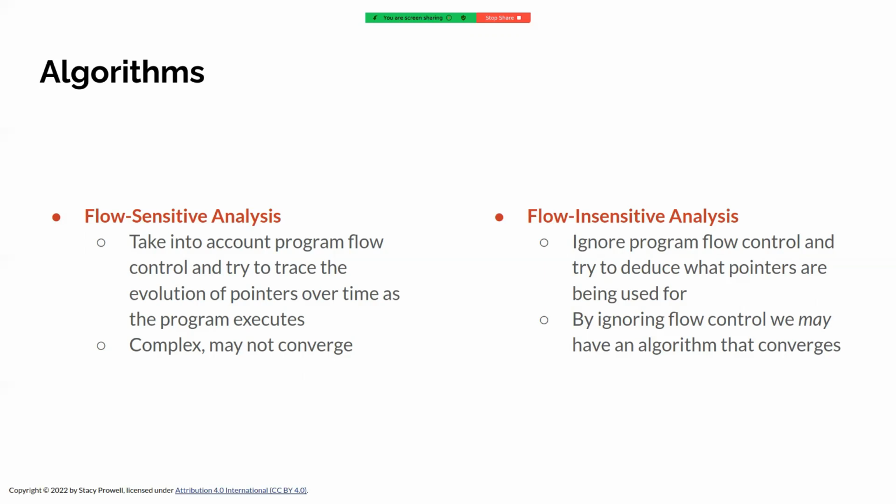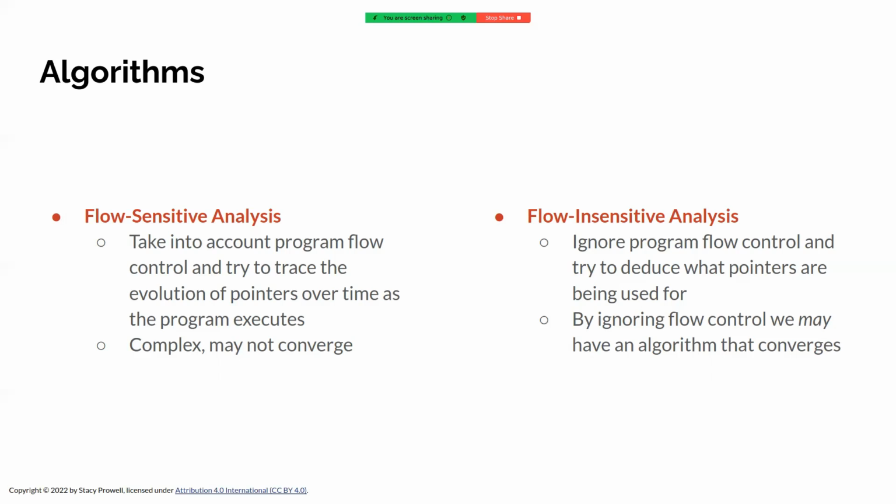But we're going to focus on the one that's over on the right-hand side, which is the flow insensitive analysis. And this says, that program flow that was making stuff hard, we're going to ignore it because it makes stuff hard, which is great. I love it when we do that. We just throw this stuff away, right? It's just too hard to do this stuff. So we ignore program flow and we try to deduce what pointers are being used for in the program by just looking at the program text and not worrying about how control flow impacts it. So this can give us an algorithm that converges.